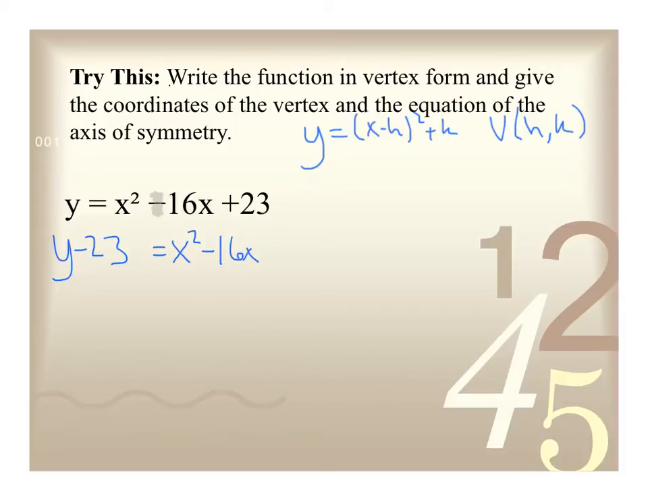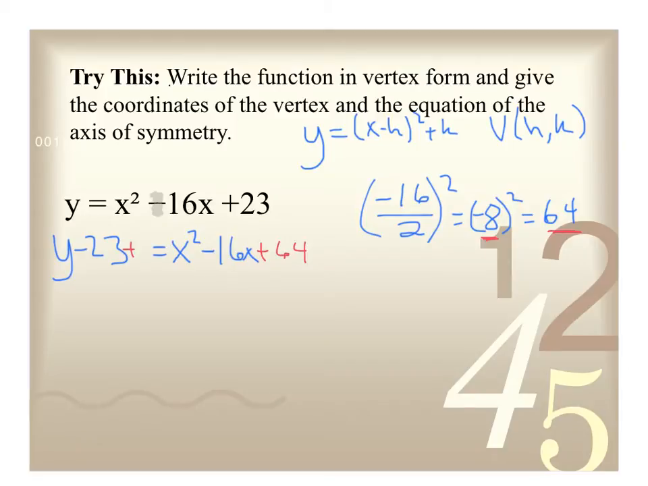Now what I'm going to do here is I'm going to go ahead and take the negative 16, divide it by 2, square it, so I get negative 8 squared, which gives me positive 64. Now remember, I'm taking that b term, dividing it by 2, squaring it, and both these numbers are important. The negative 8 is important, the 64 is important. First off, we're going to add the 64 to both sides.